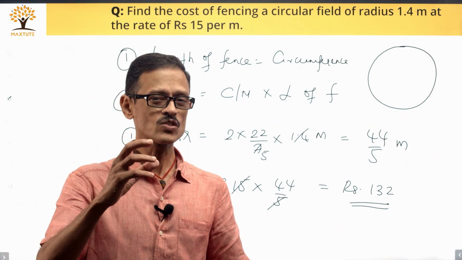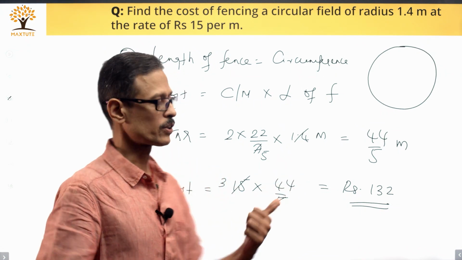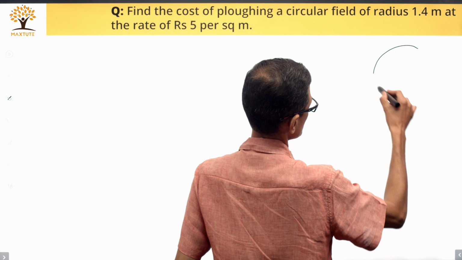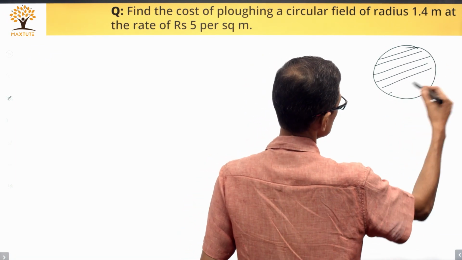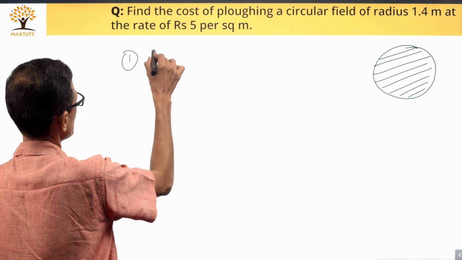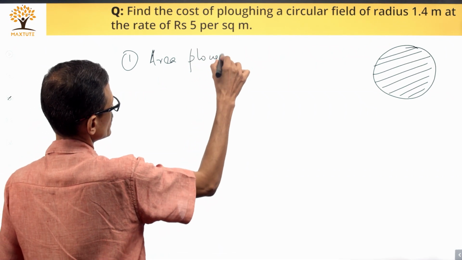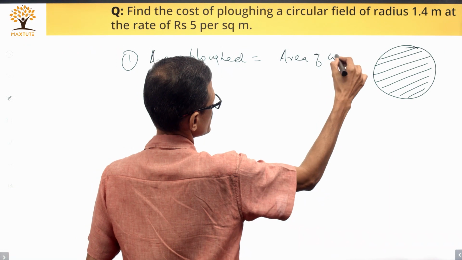So, do calculations only at the last step because things might cancel out in the last step. Move on to part 2, going to be finding out the cost of ploughing. Ploughing does not happen at just the circumference, the entire field is going to get ploughed, which means that the area that is being ploughed is the area of the circular field. So, area being ploughed is equal to the area of the circle. So, that is step number 1.